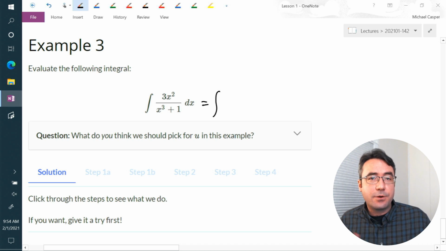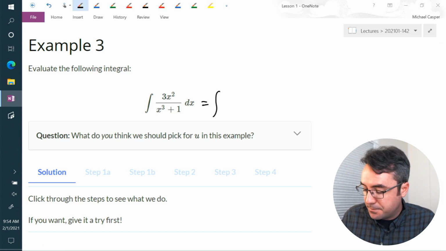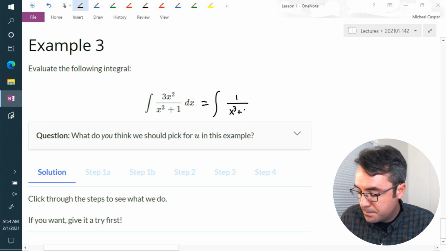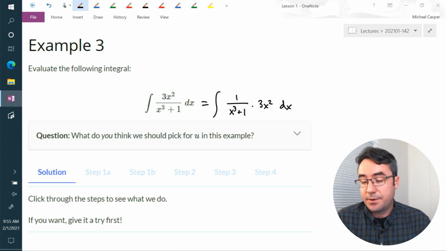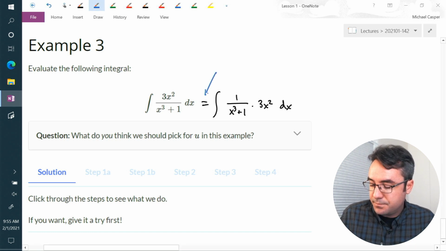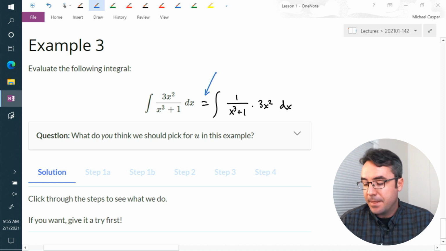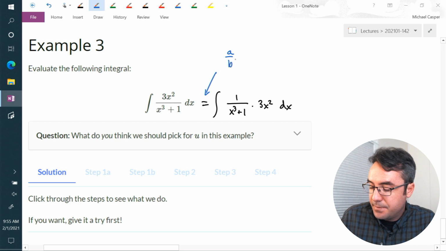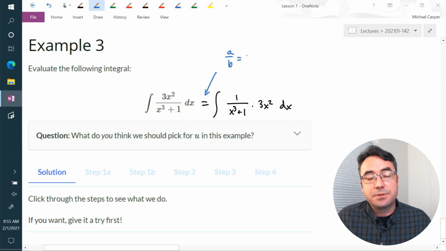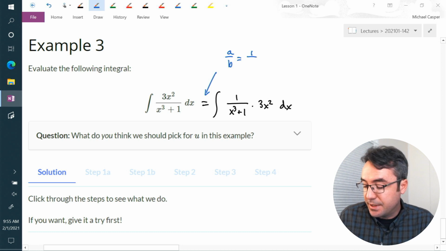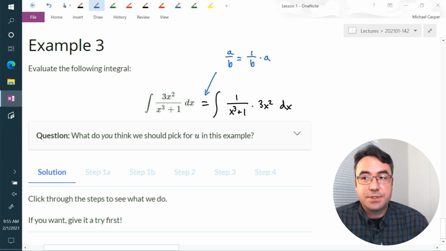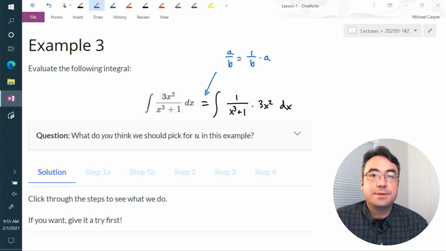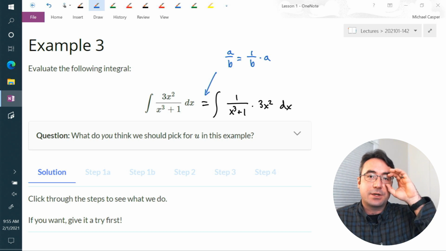So to get started here, we have a fraction, 3x squared over x cubed plus 1. Let's break that fraction apart. And we're going to write that as 1 over x cubed plus 1 times 3x squared. Why can we do that? Just a little bit of algebra trickery. We know that if we have a fraction a over b, that's the same thing as multiplication by the reciprocal. So it's the same thing as 1 over b times a. So instead of dividing by b, we're really just multiplying by its reciprocal. So 1 over x cubed plus 1 times 3x squared. You can always do that with a fraction.